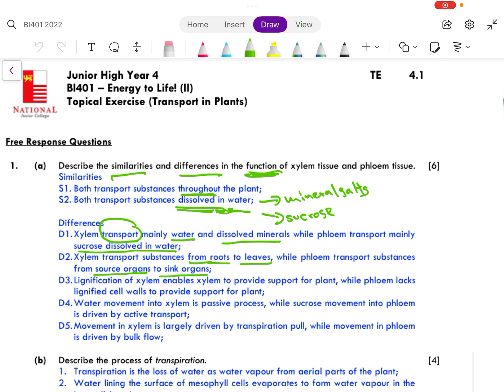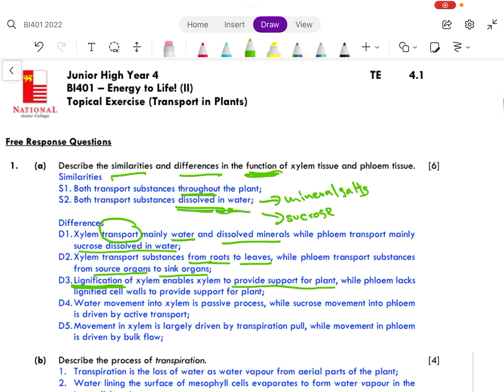Next, when we compare the xylem and the phloem, we know that the xylem has a lot of lignin in its secondary cell wall. And so another function of xylem is that it can provide support to the plant, structural support. Because the phloem lacks lignified cell walls, it cannot provide structural support. So that's another comparison of function.